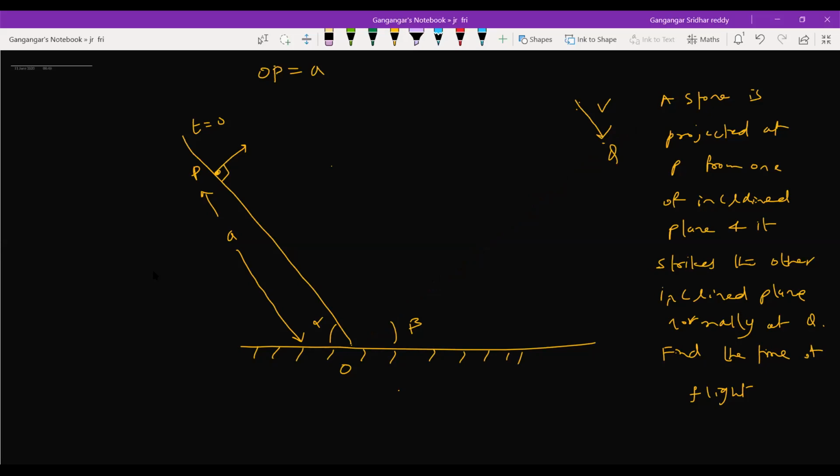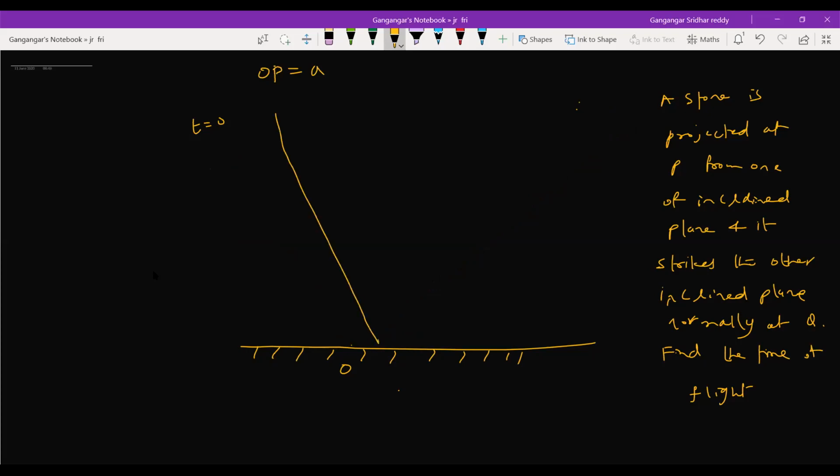Same diagram. Some of you are asking questions like, same diagram? I'll redraw it so that it'll be easy for you. You can continue your work. I'll make it a little bit easier for you. This is alpha, this is beta. I'm projecting normal to it. I think now it's very clear for you, and it will strike at point Q.